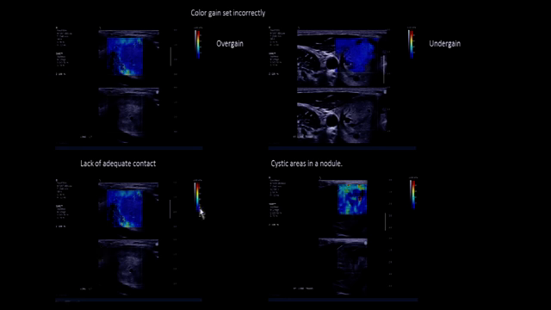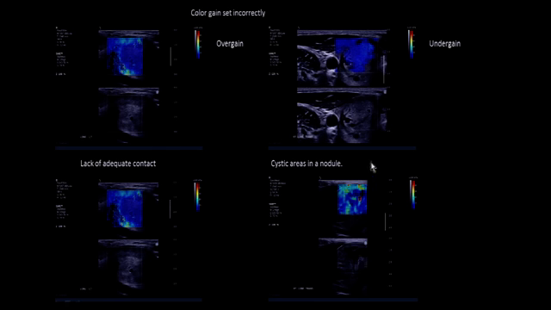This is an example of lack of adequate contact, where you can see even on B mode image, there's lack of information along the lateral aspect of the nodule. So in this particular area, everything's black because there's no information with ultrasound. Similarly, there's no information with elastography as well. This can be avoided by making sure that the shear wave box is within the central part of the nodule and not off to the side, and a good contact is maintained with the nodule and the surface.